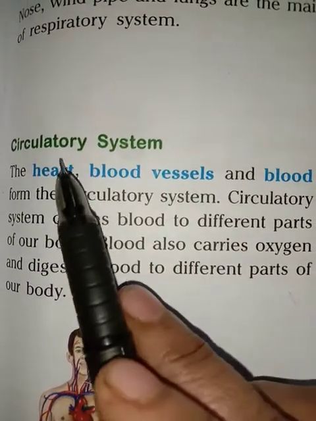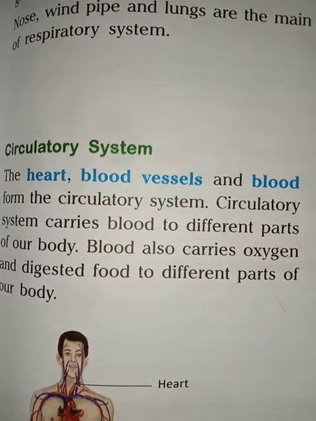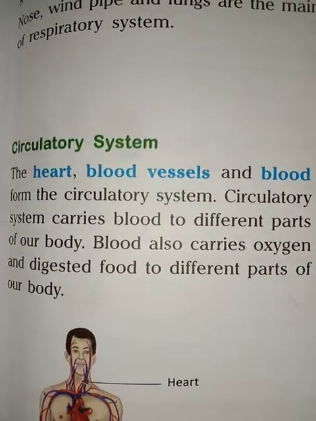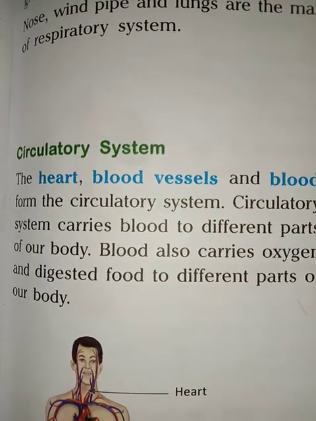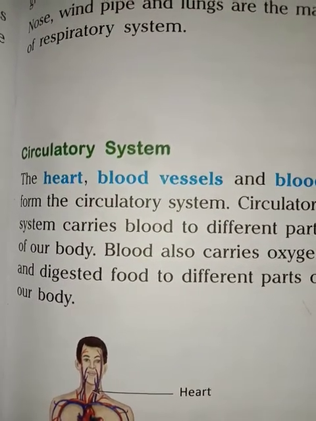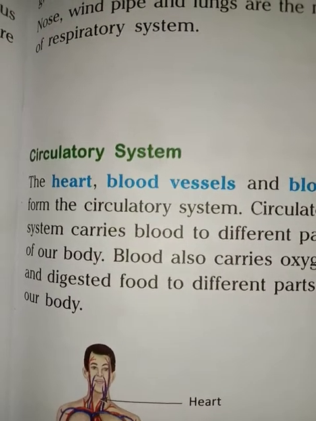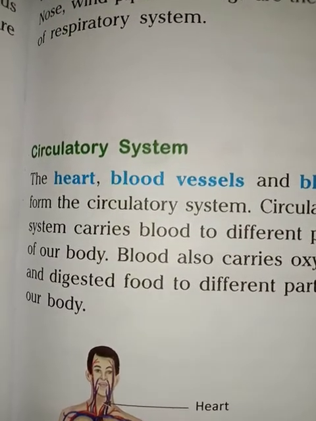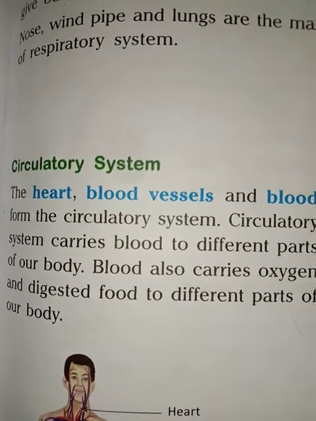Okay, now you can see heart, blood vessels and blood. Okay. The human circulatory system functions to transport blood and oxygen from the lungs to the various tissues of the body. The heart pumps the blood throughout the body.